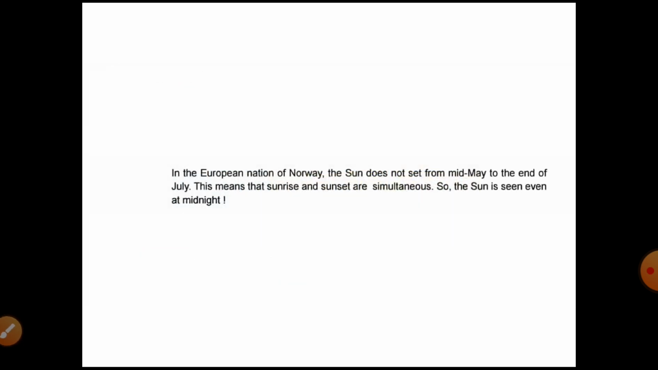In the European nation of Norway, the sun does not set from mid May to the end of July. Which means we can't see sunset in the months of May to July. This means that sunrise and sunset come one after the other. So the sun is seen even at midnight, which means while in India it is midnight, the people of Norway have the visibility of the sun.